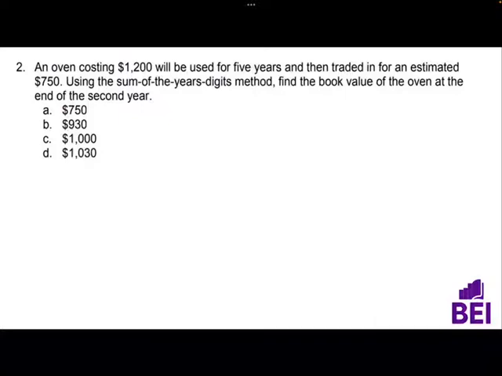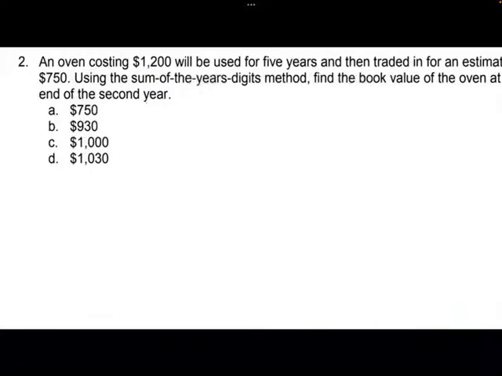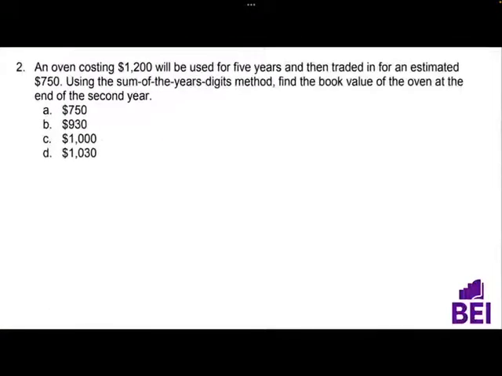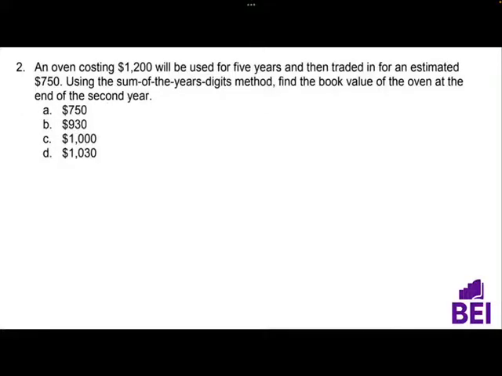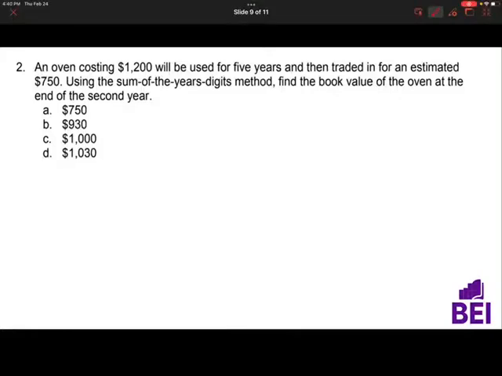So we know that it's the end of the second year, and we need to get the, let's go back to the formula. Okay, here we go. We need to get the remaining years of useful life left at the beginning of the year. So since 2 years have already passed by, let's use 3 because there's only going to be 3 years left. So the calculation will be 3 divided by sum of the year's digits, and that will be n into n plus 1 divided by 2, and n is equal to useful life, and the useful life here is 5 years.